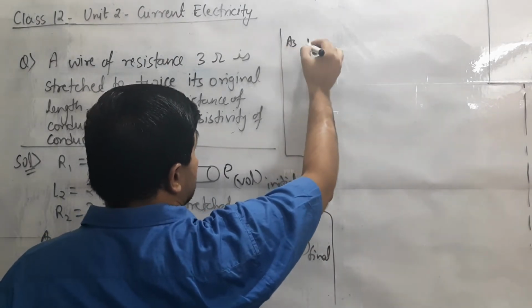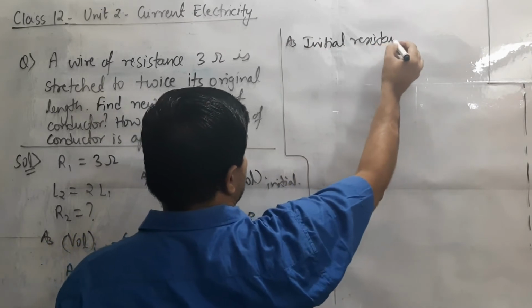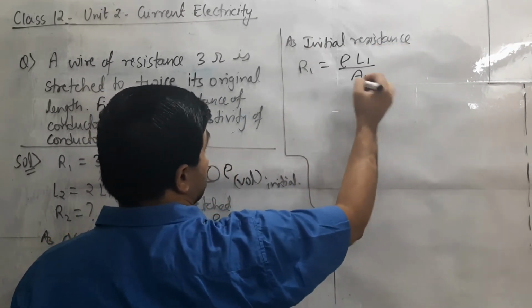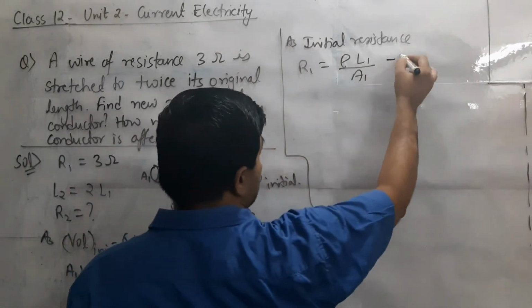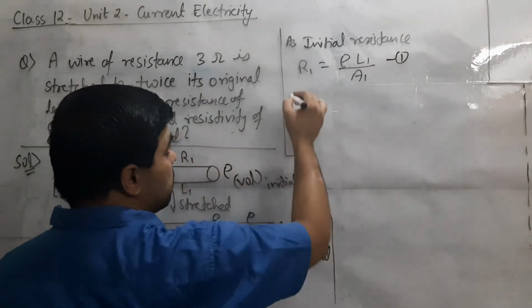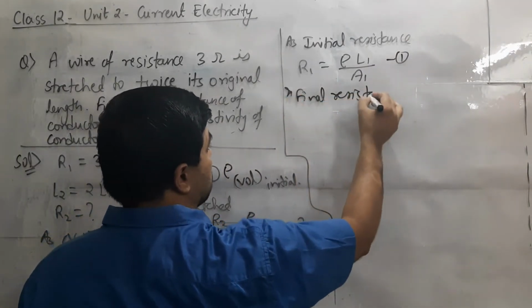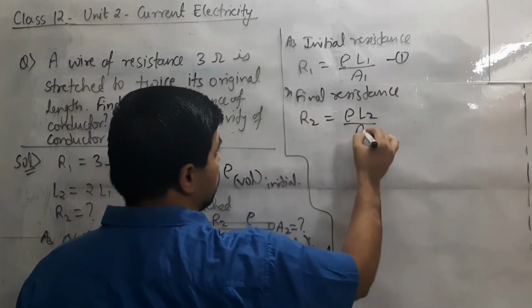Using this concept we can find the initial and final resistance. The initial resistance, which is R1, must be rho L1 upon A1. Rho is only rho, not rho 1, because it will remain the same. So this is equation number 1. And the final resistance, which is R2, is rho L2 by A2.